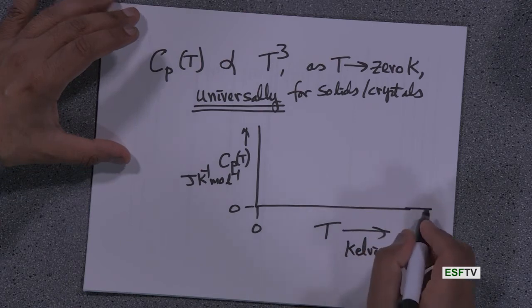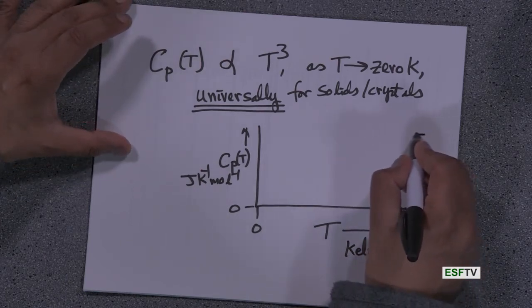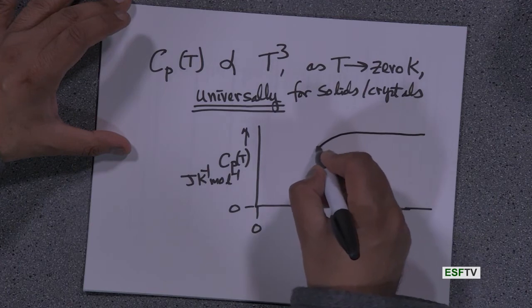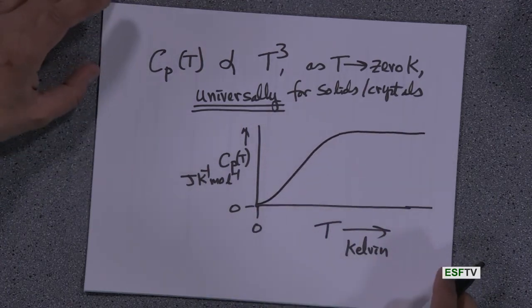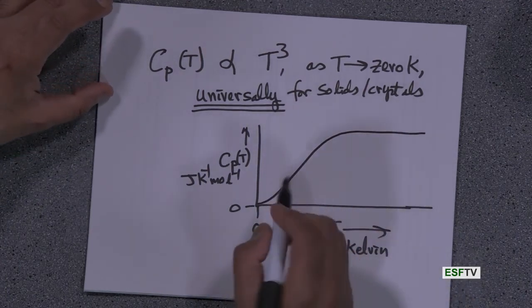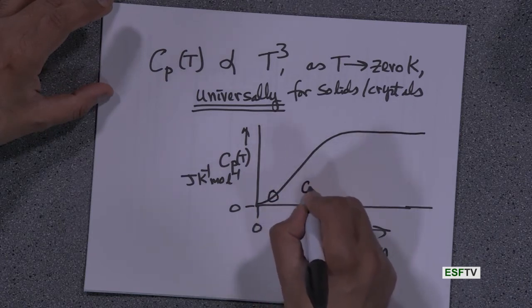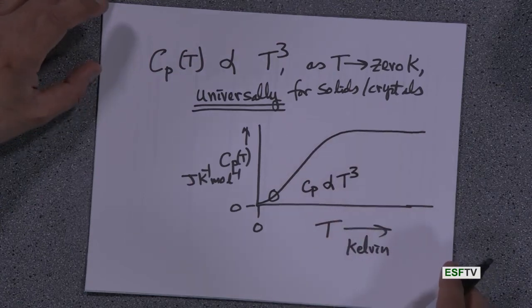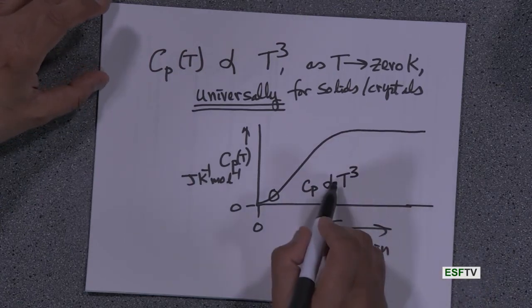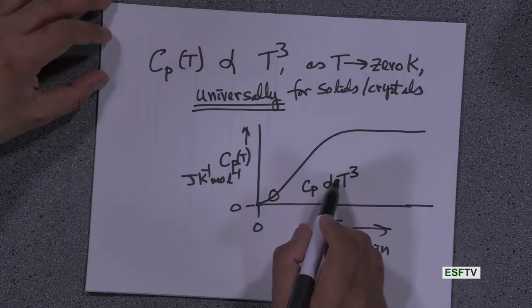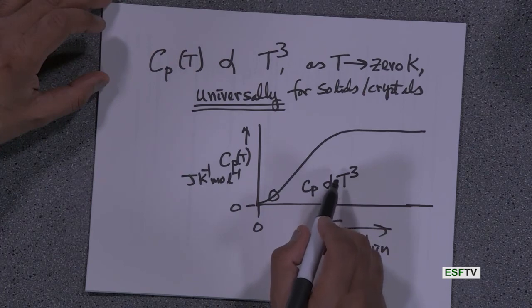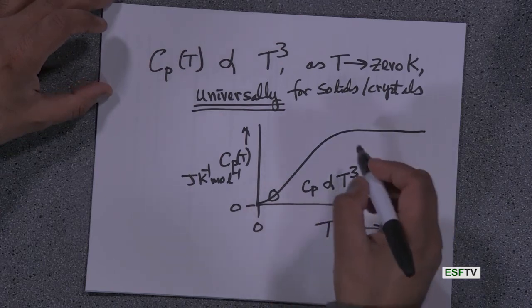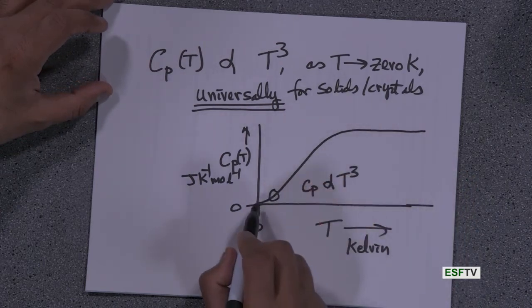For pretty much any crystalline solid you look at, the heat capacity will be roughly independent of temperature, and then it starts going down. It does something like this universally, and this behavior down here is Cp is proportional to the third power of temperature, where the constant of proportionality changes depending on whether you're looking at water, nitrogen, copper, iron, lead, what have you. The constant of proportionality is different, but this behavior is universal.